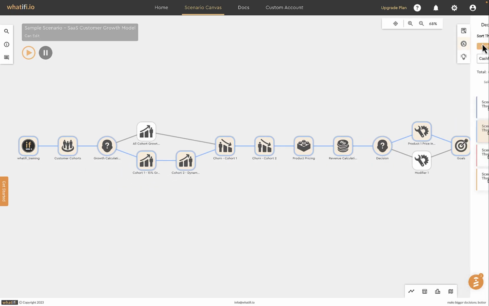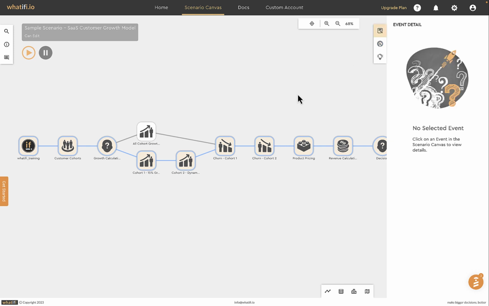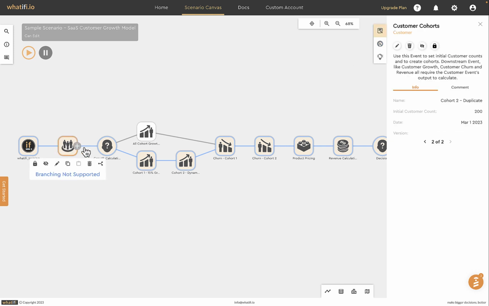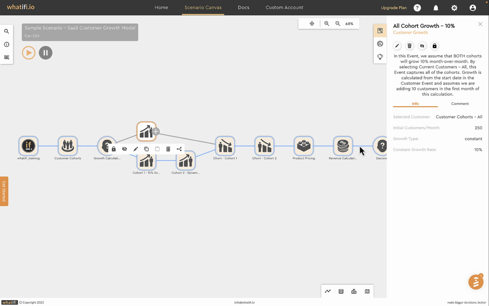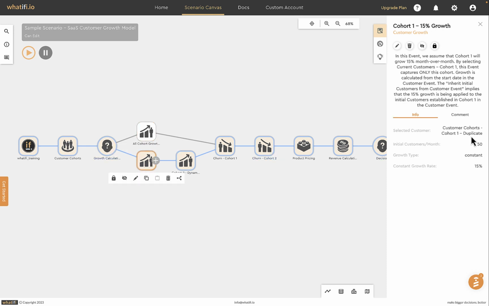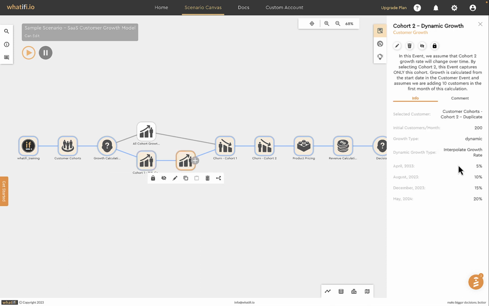So in this example here, we're going to step through the basics of what this model has. So here in the first event, we're establishing two customer cohorts. Cohort 1 has 50 people effective March 1st, and cohort 2 has 200 people effective March 1st. Then we have our first decision or option. In one stream, we're looking at having all of our customer cohorts growing 10% month over month. Or in the other stream or reality, we're looking at having cohort 1 only grow by 15%, and cohort 2 has a dynamic growth curve.